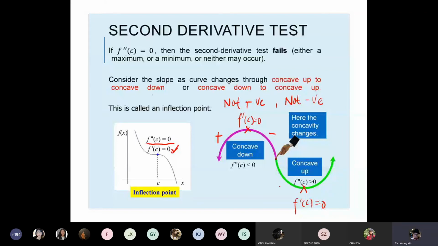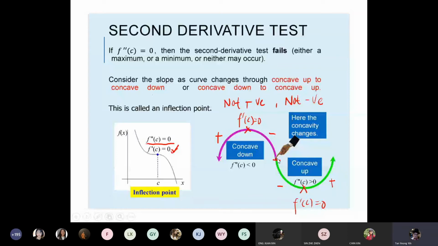Now, consider the slope here. The slope is from negative to positive. Now, the slope always changes after the turning point. However, if the first derivative test we get 0, and the second derivative test we also get 0, it means that the slope of this point, left and right, still remains the same. We call this point an inflection point.